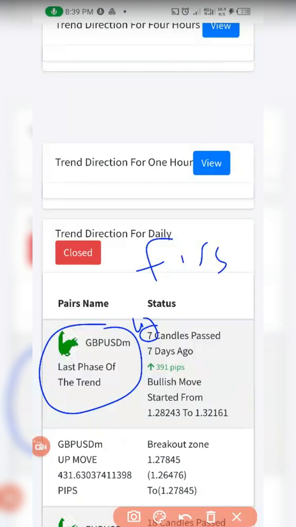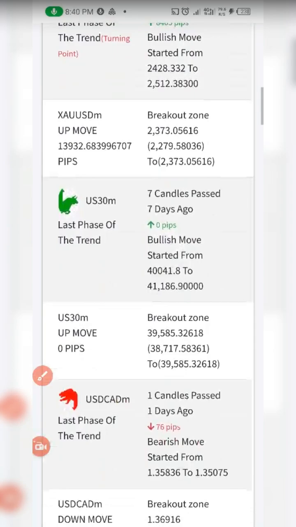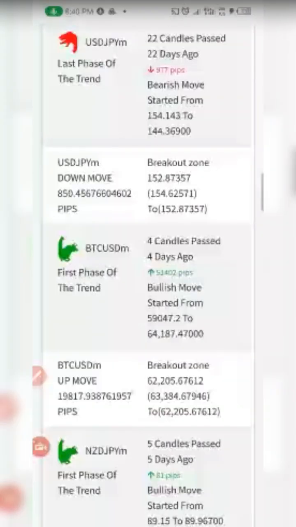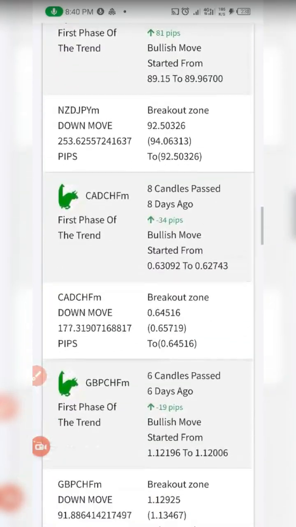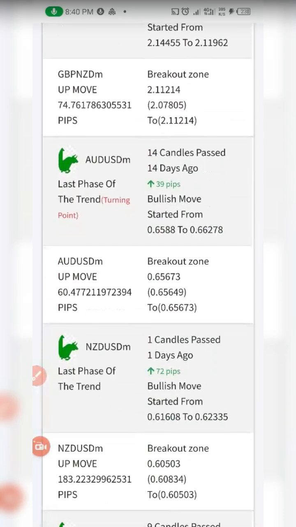Let's say, for instance, let me look for a first trade that is showing a bullish move. Let's look for any pair that is showing a bullish move, first candle. Let me see if there's any. Okay, let me use this BTC for instance. Let me see if there's another one that is very small that I can use as an example. Okay, look at this. This is last phase.